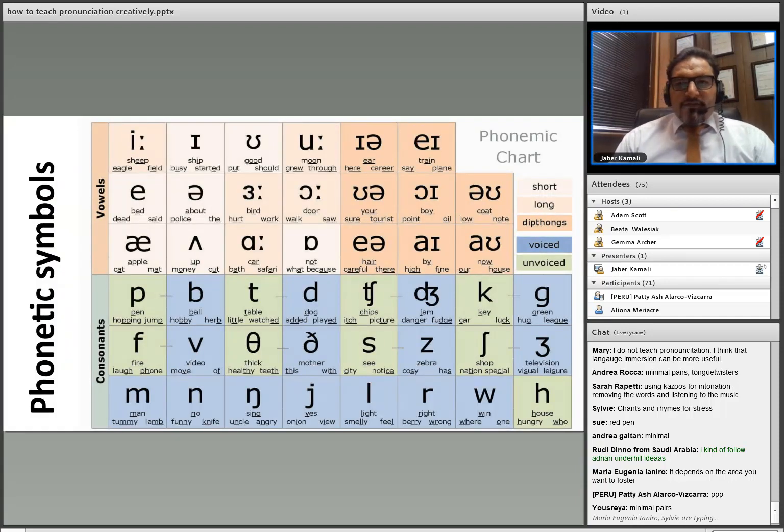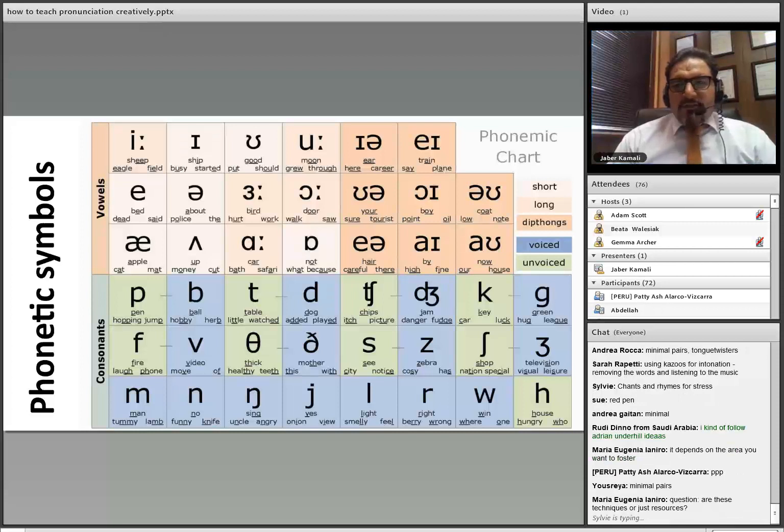I'm going to start with the first one, which is phonetic symbols. When we talk about the phonetic symbols, we're dealing with a bunch of sounds. Maria, they are techniques. I'm going to talk about these techniques. When you just talk about phonetic symbols, there is a bunch of sounds, and it becomes very boring for the learners to just see that this is E, this is E, this is O, P, B, and whatever.